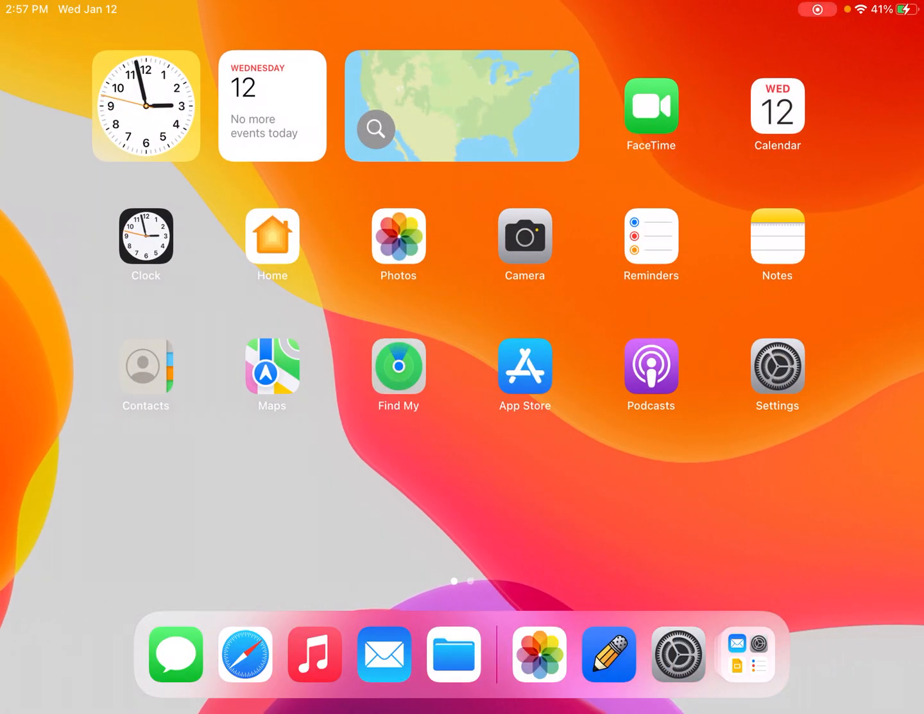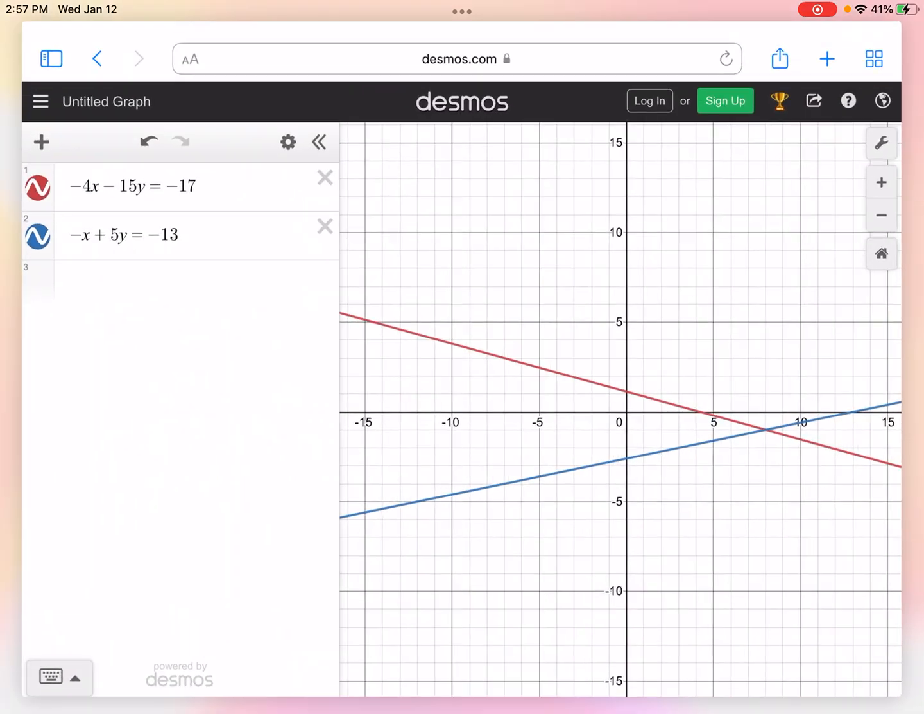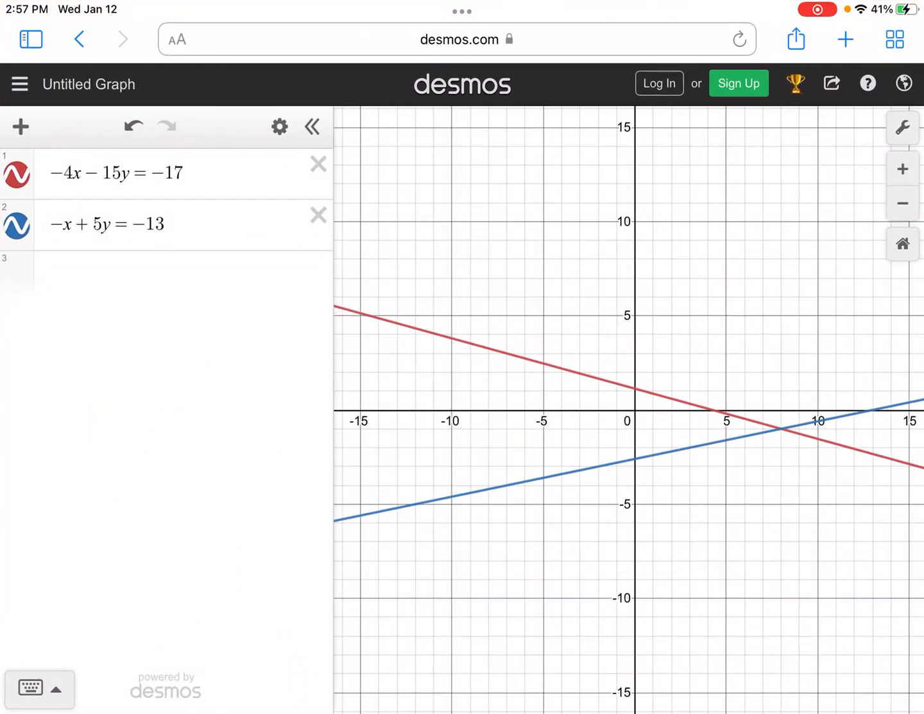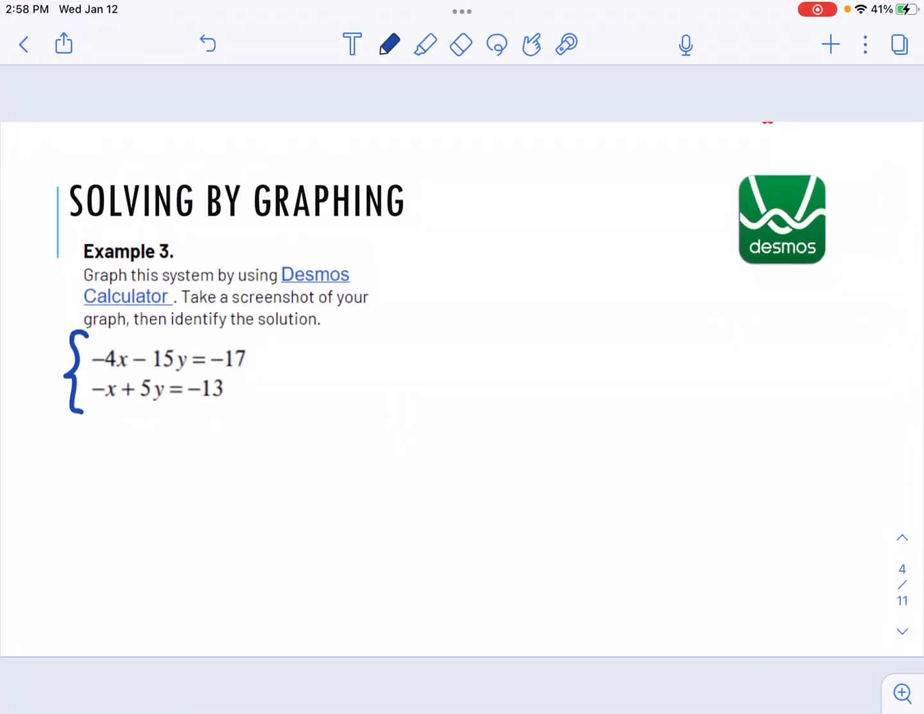All right, so I'm going to open up Desmos, and we're going to see here, let me zoom out. Negative 4x minus 15y equals negative 17, and negative x plus 5y equals negative 13. The red graph is shown, the blue graph is shown, and then what we can do to figure out the solution is just use your mouse to tap the point of intersection, and we have 8, negative 1. So I'm going to go back over here, and my solution here is 8, negative 1.